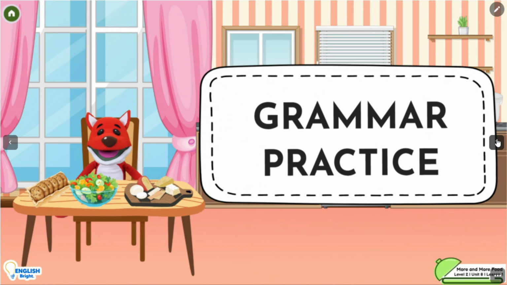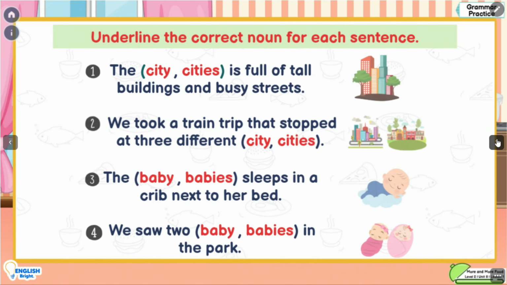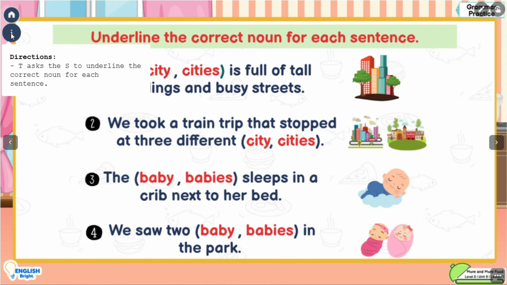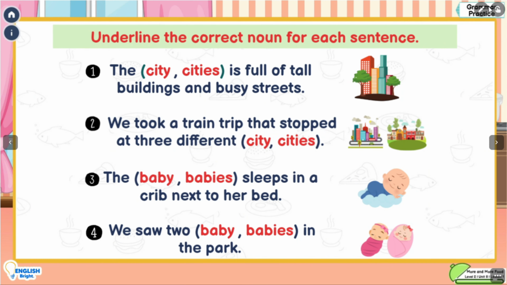In grammar practice, the tooltip instructs the student to underline nouns. Use the pen icon to underline the correct answers. If this feature isn't available to student, the teacher can assist.